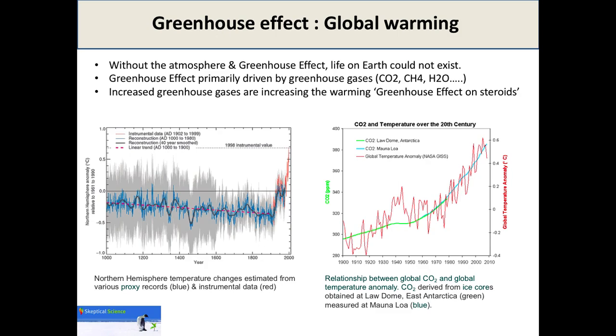And this is part of the data set that is responsible for the current agreement, say, that one, climate is changing, and two, it's being driven by human emissions of greenhouse gases, notably things like methane and CO2. Other people have looked at this data and said, no, look, it doesn't match up at all.